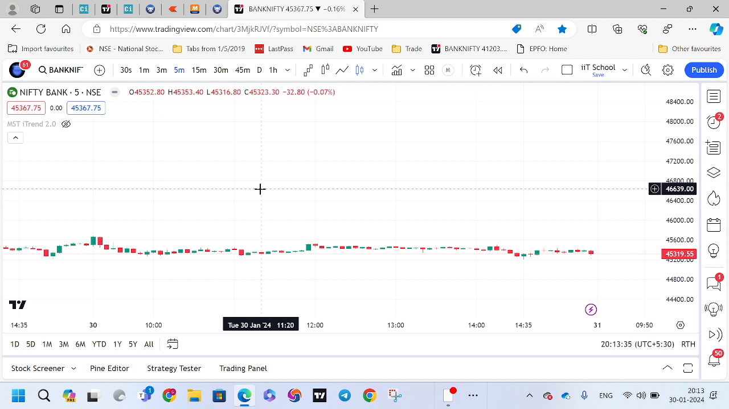And third point, our indicator is not available for free. It is available on a subscription basis. One time you pay and use it for a lifetime with unlimited validity.